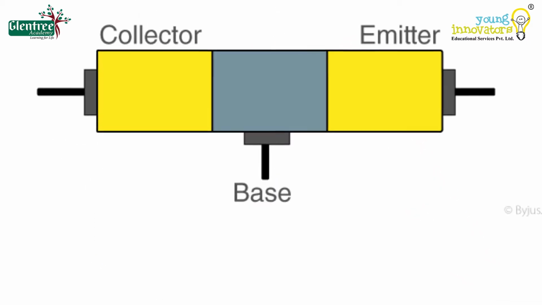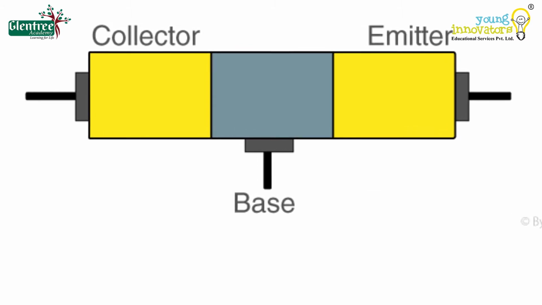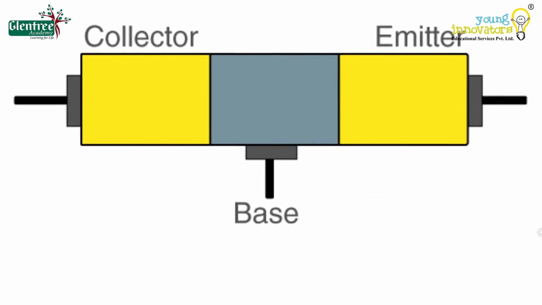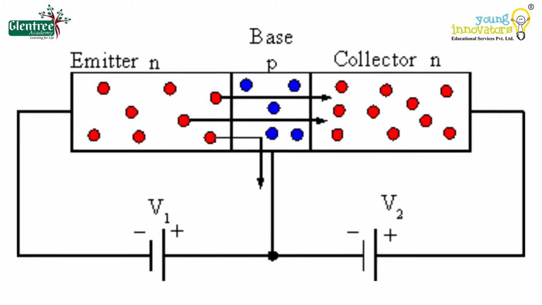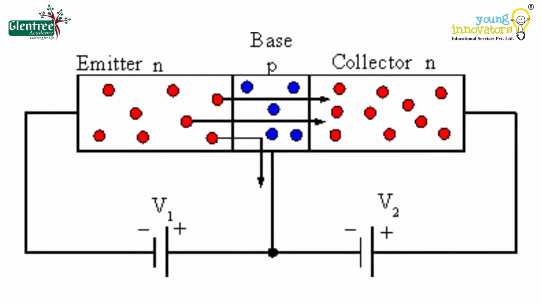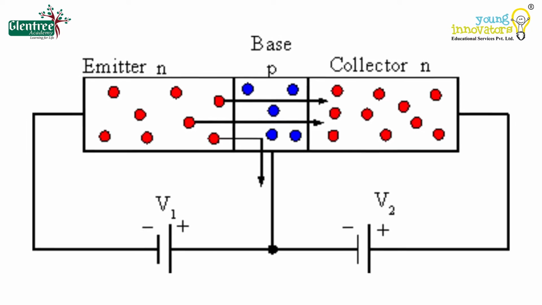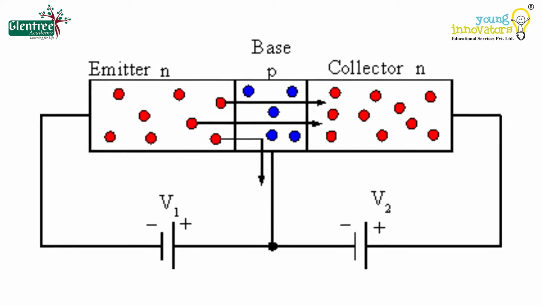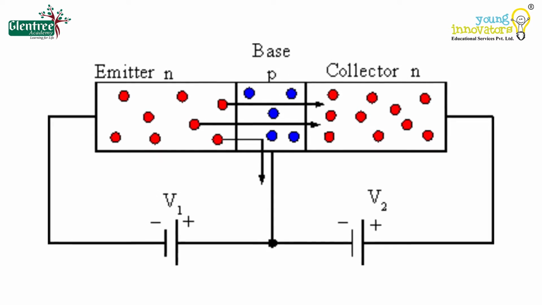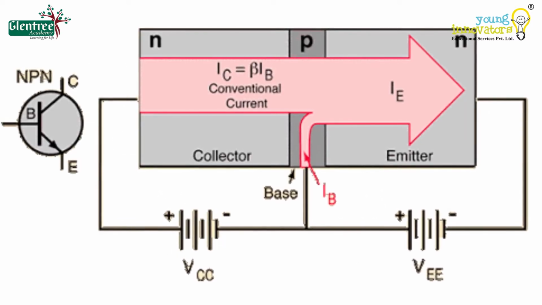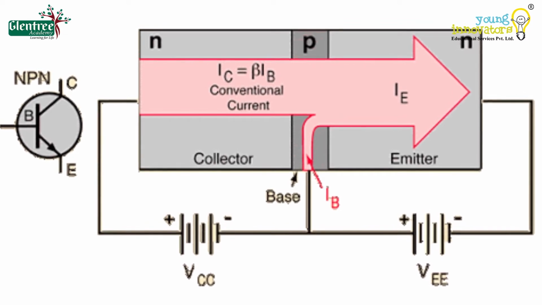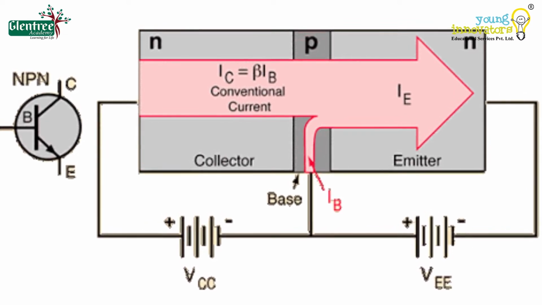It is a semiconductor device that carries both positive and negative charges. It has both positive type, that is a p-type material, and a negative type, that is an n-type material, combined together to form a junction. A small current flowing through the base can control the heavy, large current flowing through the emitter and collector.